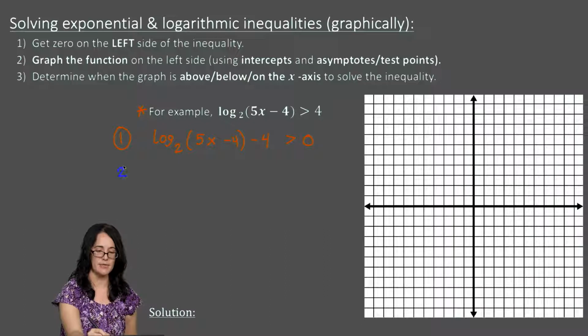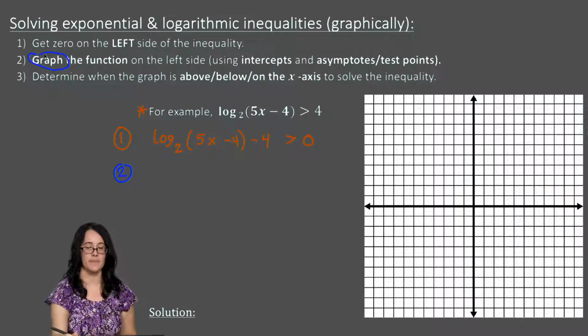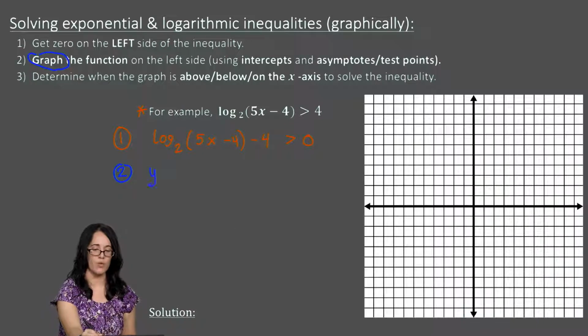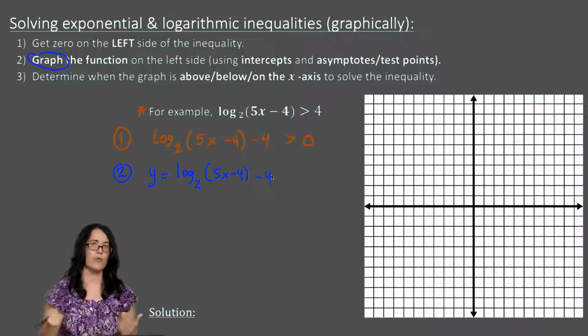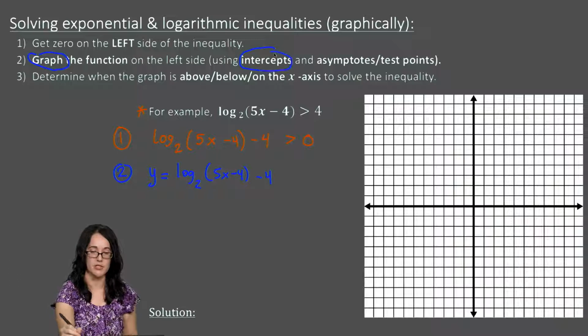So in step 2 here, that's where we begin our graph. We're going to graph this function, but when we graph this function like y equals log base 2 of 5x minus 4 in parentheses minus 4, we're going to only care about the intercepts, especially the x-intercepts, and the asymptotes.